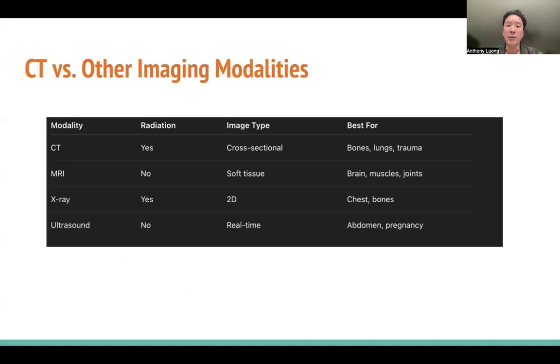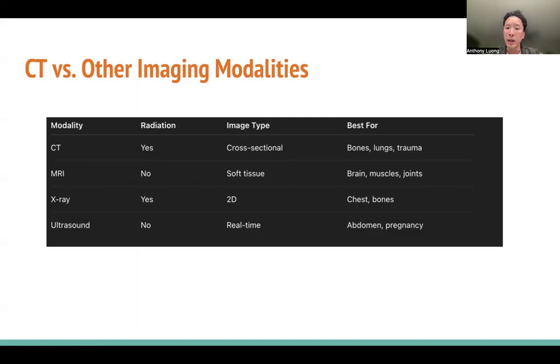So, CT versus other imaging modalities. As you see right here on this chart, you have CT, MRI, X-ray, and ultrasound. Radiation for CT, yes. MRI, no. X-ray, yes. Lastly, for ultrasound, no radiation is given. The imaging type is cross-sectional for CT, just soft tissues for MRI, 2D imaging for X-ray, and for ultrasound, it's just real time.